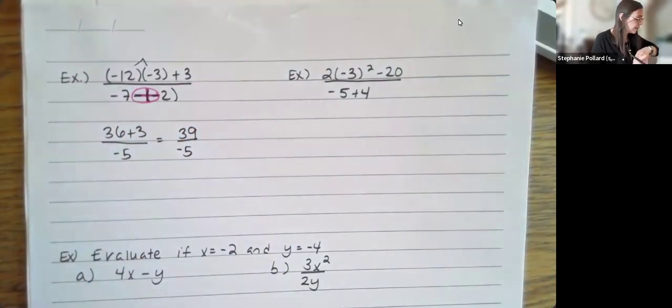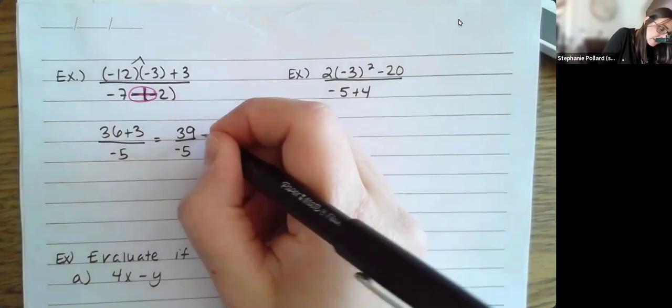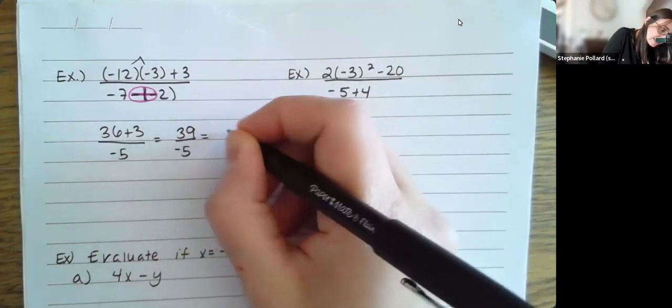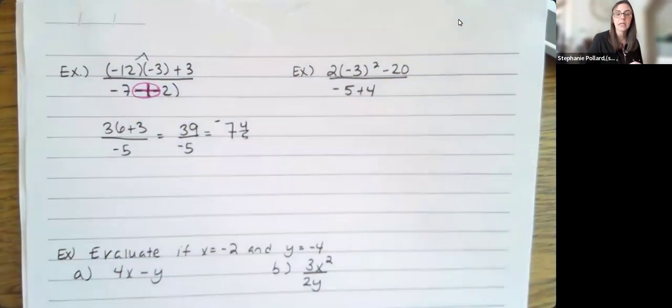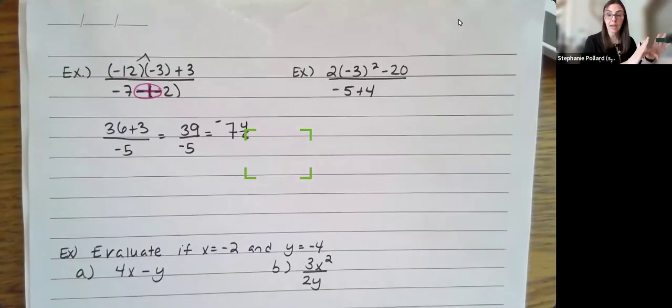Now, there's really not much I can do with this 39 over -5 here. So I can either leave it like this, or I can change it to a mixed number. Either way is fine. If I want to do a mixed number, 5 goes into 39 7 times with 4 left over, and then I would just stick the negative out front. When you are changing between mixed number and improper fraction, ignore the negative throughout the change and then just tack it on at the end.